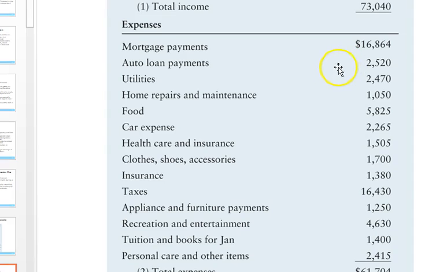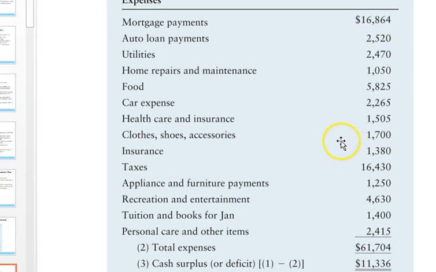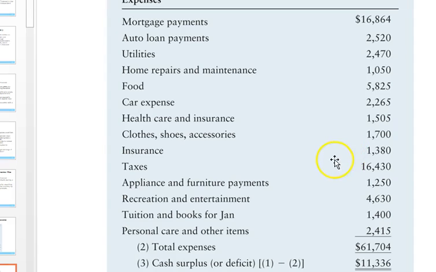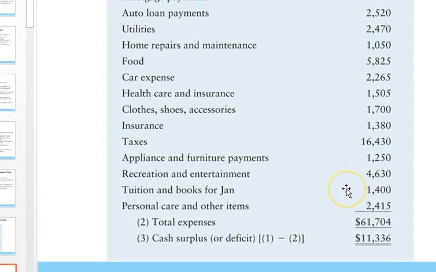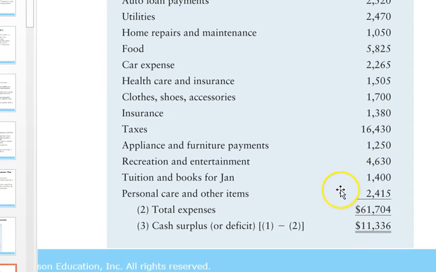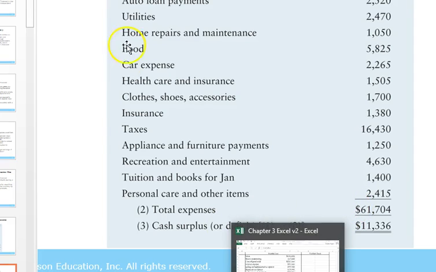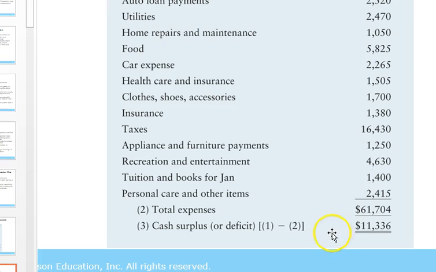Now, auto loan payments, utilities, home repair, food, car expense, health care and insurance, clothes, shoes, and accessories, insurance, taxes, appliance and furniture payments, recreational entertainment, tuition, books for Jan. Damn that Jan going to school all the time. Personal care items. And so our total expenses are $61,000. So our cash surplus or deficit, that might seem familiar to you from the practice rounds, is $11,000. That's what they're able to save.